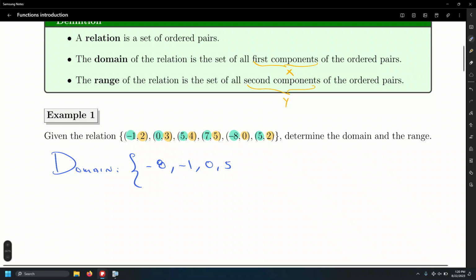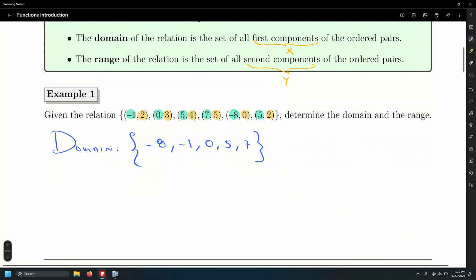So don't write elements in the domain or the range twice if they appear more than once. Just write each one a single time. Then there's the number 7, and I believe we're done with listing all the elements in the domain.